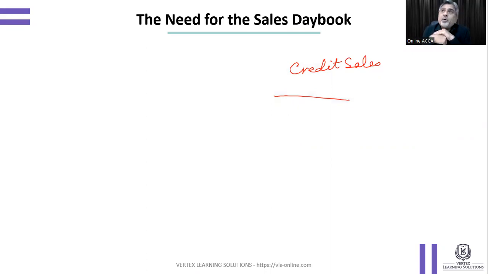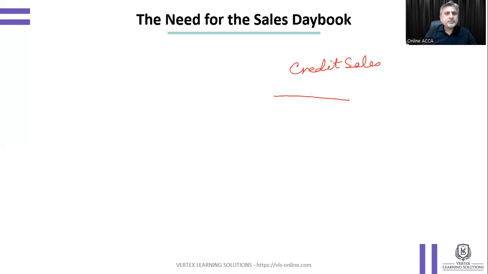Yes, it is very important to put them separately, because cash sales are not a problem. A customer comes in and asks, how much is this calculator? And I say $10. He gives me $10. He takes the calculator and goes away. The transaction is done. I don't need to follow up. I don't need to chase.